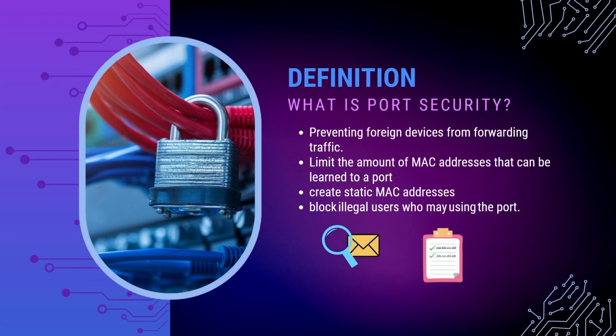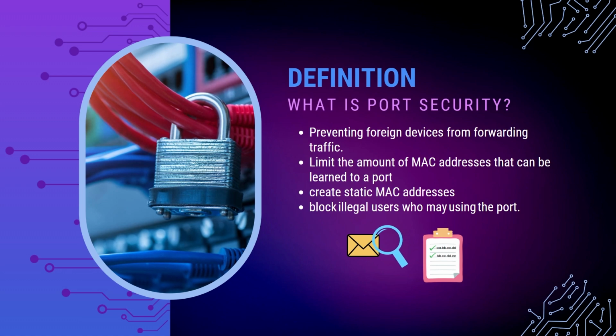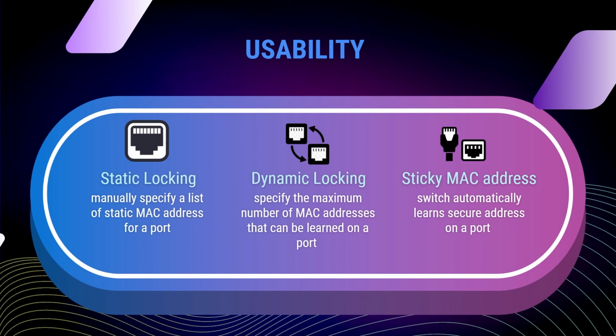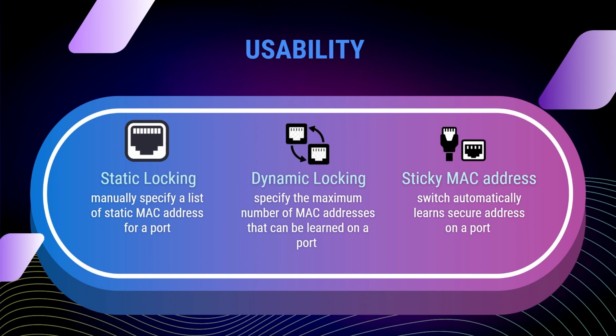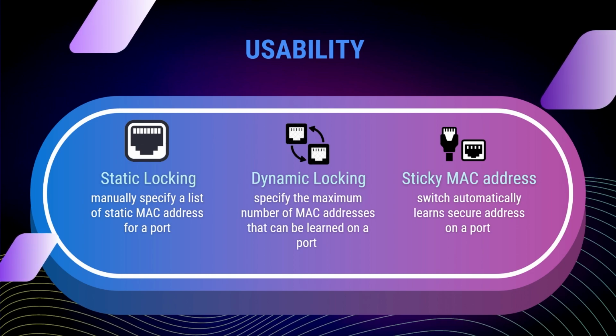What is port security? Port security can help safeguard the network by preventing foreign devices from forwarding traffic. Users may use port security to limit the number of MAC addresses that can be learned on a port, create static MAC addresses, and block illegal users who may be using the port. Port security implements traffic filtering methods, which are static locking, dynamic locking, and sticky MAC address. These methods can be used concurrently.